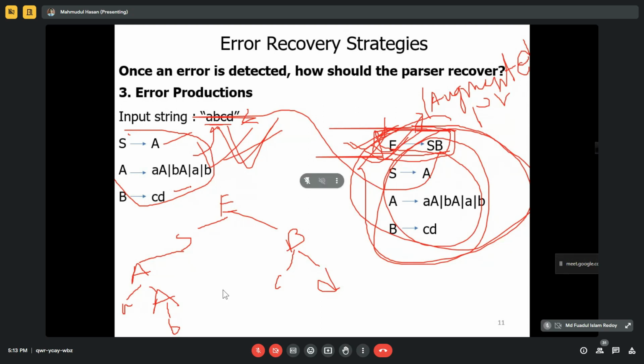And what is error production? You already have a grammar, and by using this grammar you are not able to produce an input. That time you need to augment, you need to change the already existing grammar so that the input can be accepted. But this procedure is extremely difficult, because you need to handle grammars, and in actual life the grammar is very large. Okay, got it? This is known as error production.